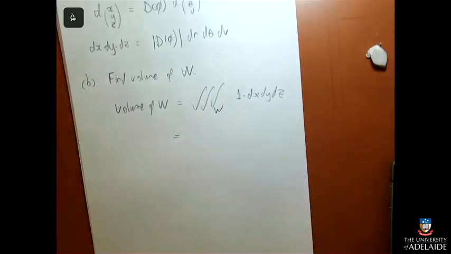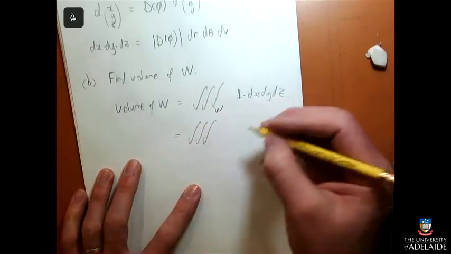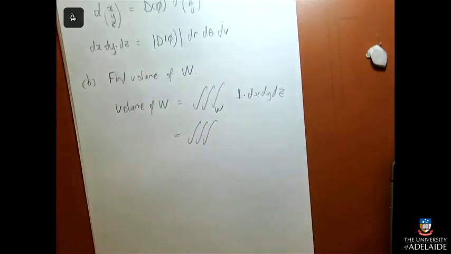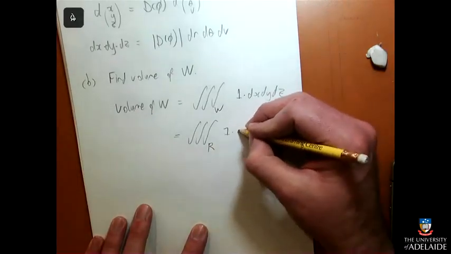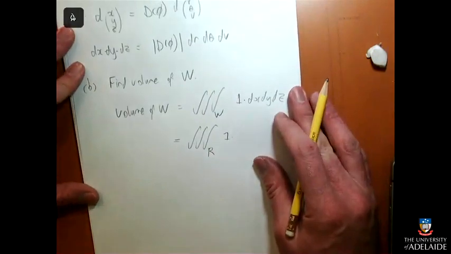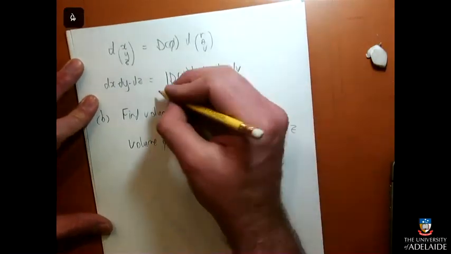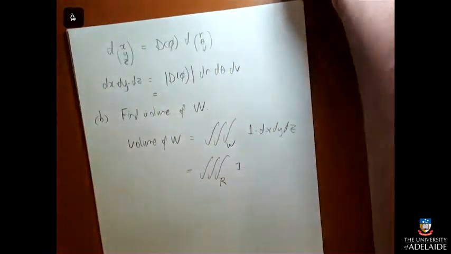Okay, so what I'm going to do is I'm going to say that this is the same as integrating across not W but R. Was it called R? Yes. Times that Jacobian, right? Which is on the screen. What was this? V squared R? Yep.